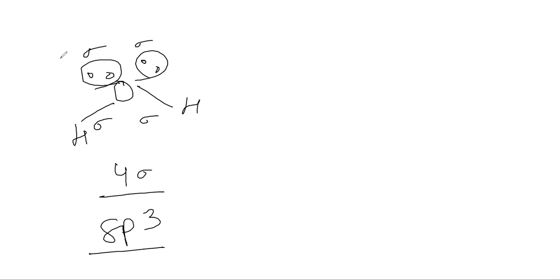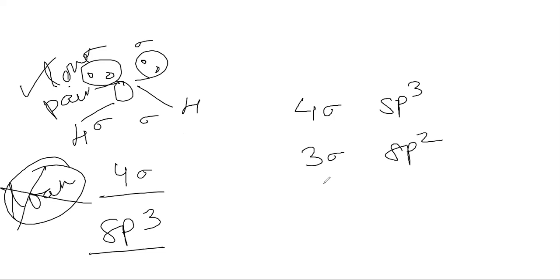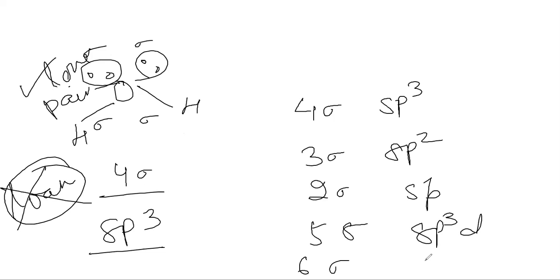One thing always remember, the lone pair is included in hybridization. A few students write down LOAN. This is not house loan. This is LONE. Okay. So in this way we can find out the hybridization. Here, 4 sigma is sp3. If we are having 3 sigma, then it is sp2. If 2 sigma, this is sp. Then 5 sigma, then sp3d. And if 6 sigma, then sp3d2.